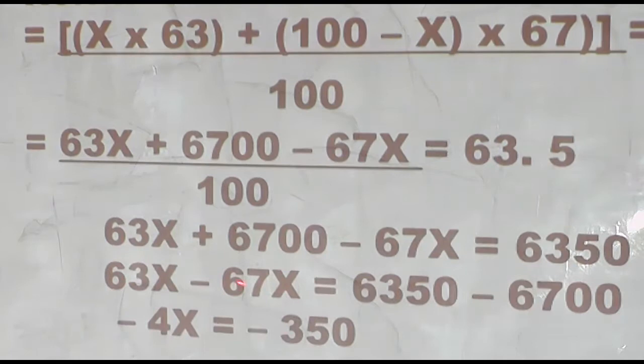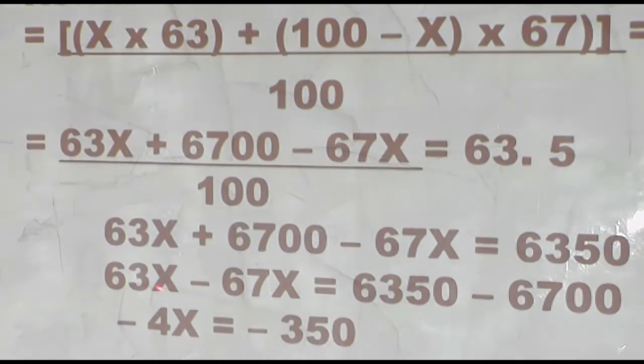On this note, let us quickly collect the like terms. If you look at 63x and 67x, they have something in common. What do they have in common? x. We bring the two terms that are common together. 6,700 and 6,350 are also common. No x. We bring them together, without crossing any equality sign, their signs remain the same.